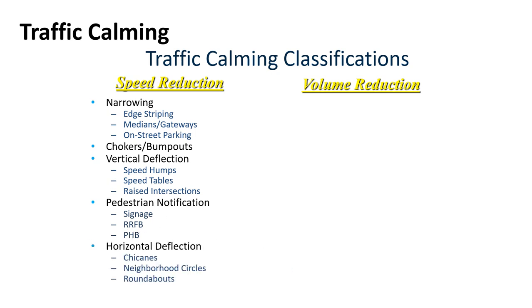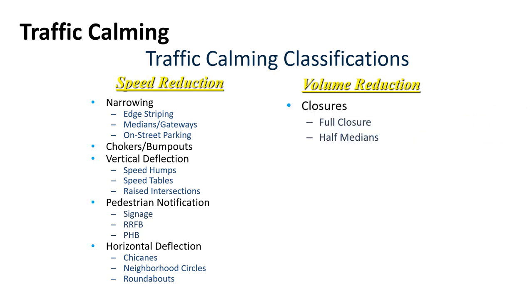Normally, horizontal deflection is making people curve, which is kind of how roundabouts work. Well, there it is. Roundabouts. A chicane is making you swap sides of the road, and it introduces deflection. A neighborhood circle is what I was calling a mini roundabout. It's the circles in the center of the city streets, like that.